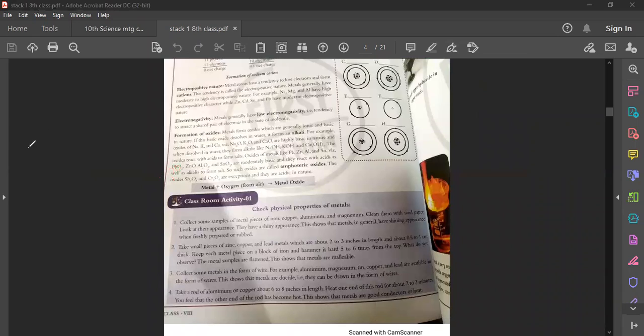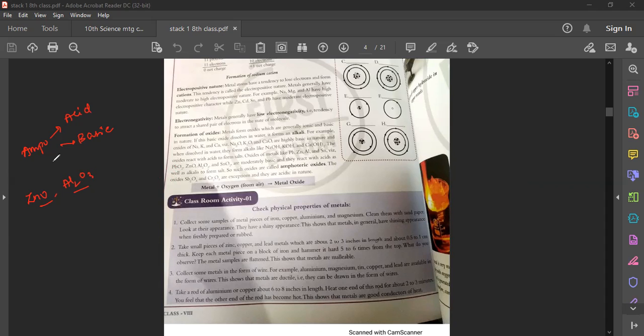What is the meaning of amphoteric? The oxide which shows both acidic properties as well as basic property. That is called amphoteric oxides. That means it can react with both acid as well as the base. Suppose if you take ZnO, zinc oxide, Al2O3, aluminum oxide, these are amphoteric in nature. That means they will react with both acid as well as the base. Understood?